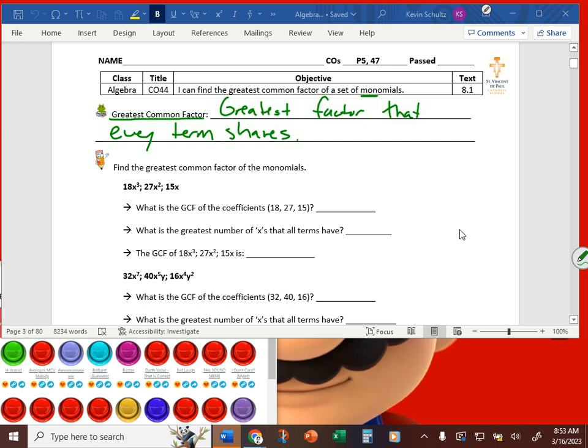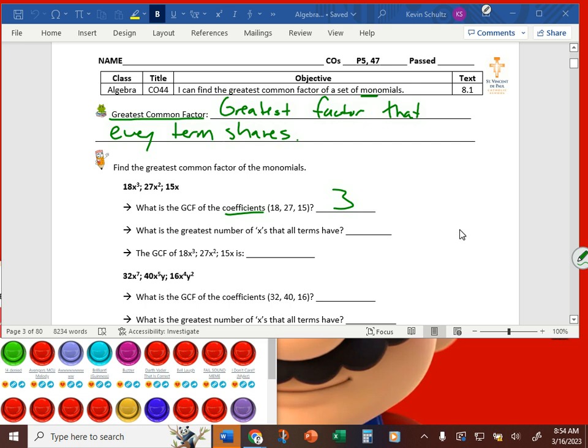So when we're looking at 18x cubed, 27x squared, and 15x, we're going to start with the coefficients. Start with the numbers, what we're familiar with. What is the GCF? What's the largest factor that 18, 27, and 15 all share? 3. 3 goes into 18, 27, and 15. It's the largest number that does so.